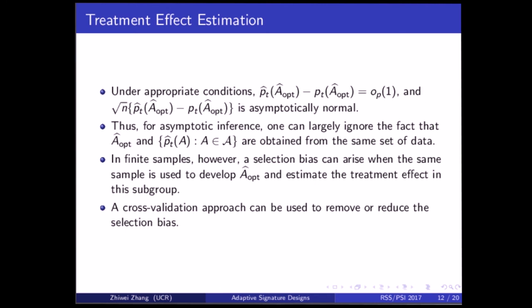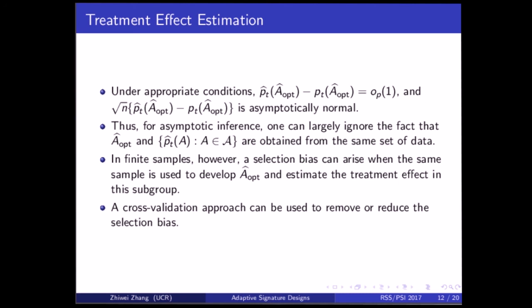So now that we have chosen a subset, the next question is how to estimate the treatment effect for the chosen subset, and this is described on the next slide, number 12. If PT hat is consistent and asymptotically normal for each fixed subset, and assuming some uniformity and continuity, we can show that PT hat remains consistent and asymptotically normal for the chosen subset, which is a random subset. So for asymptotic inference, we don't have to worry about the fact that the same data are used for subgroup selection and for treatment effect estimation.